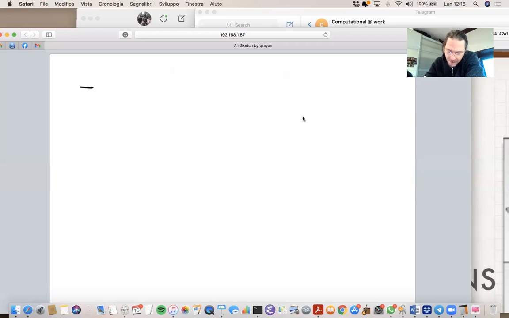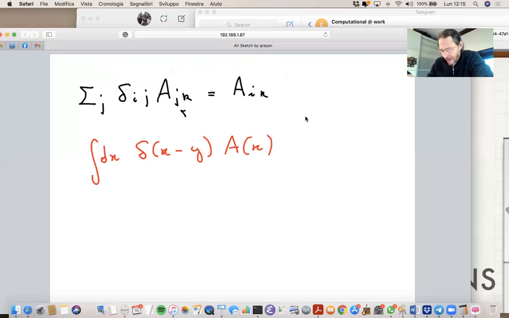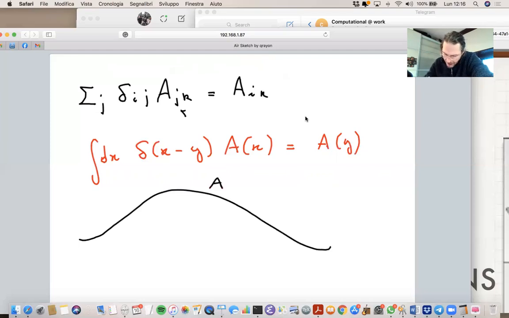So let me explain. Remember, in Kronecker, we have this important result. So all you have to do is remove the sum and replace the index. Now, when you go to a delta function, when you have delta of x minus y times a of x, we are in a similar situation. Then you want this to be equal to a of y. So basically, you have your function a, you multiply by a function delta that has this property and is 0 except at y.